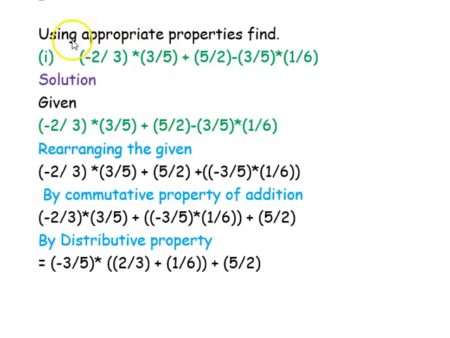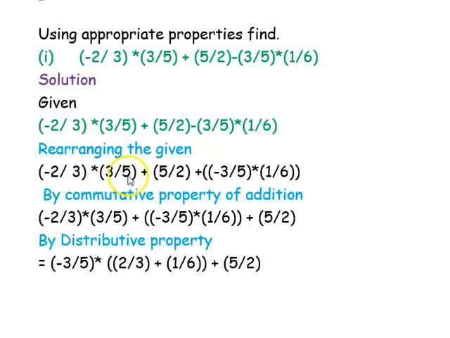So next question is, using the appropriate properties, find, minus 2 by 3 times 3 by 5 plus 5 by 2 minus 3 by 5 times 1 by 6. So by using whatever the properties we are possible, we have to find the solution for the given equation. So first we will write the given. So minus 2 by 3 times 3 by 5 plus 5 by 2 minus 3 by 5 times 1 by 6. First we are going to rearrange the given question by changing the parenthesis.